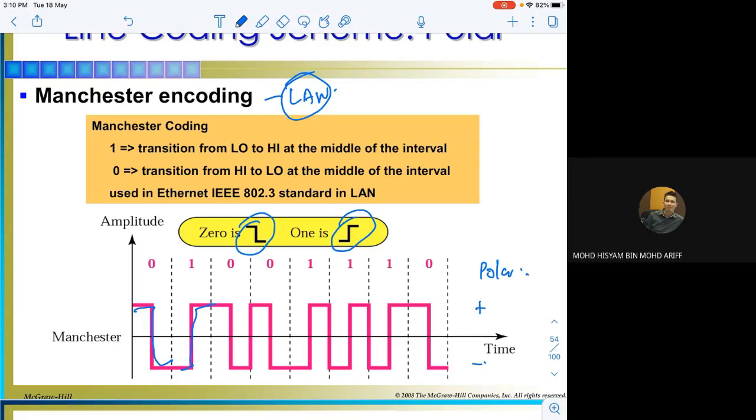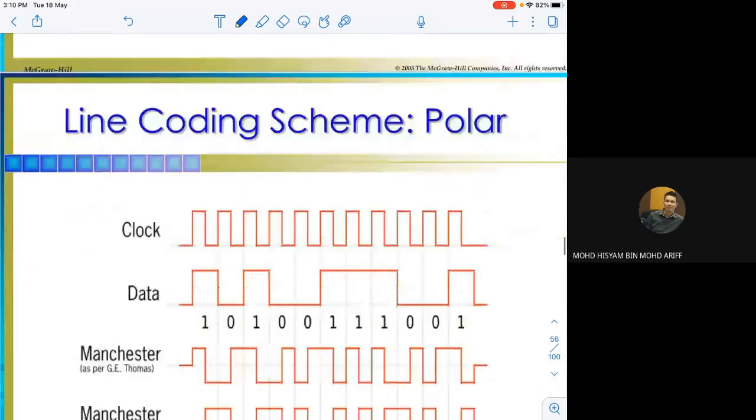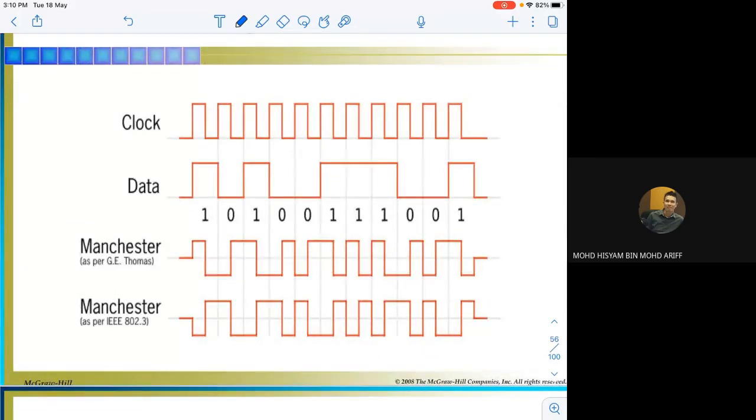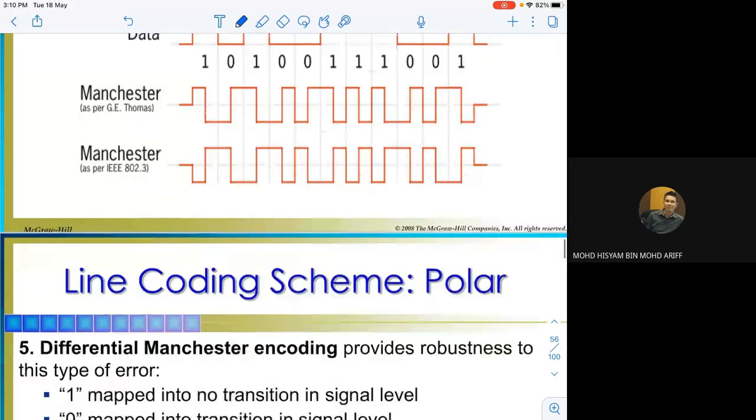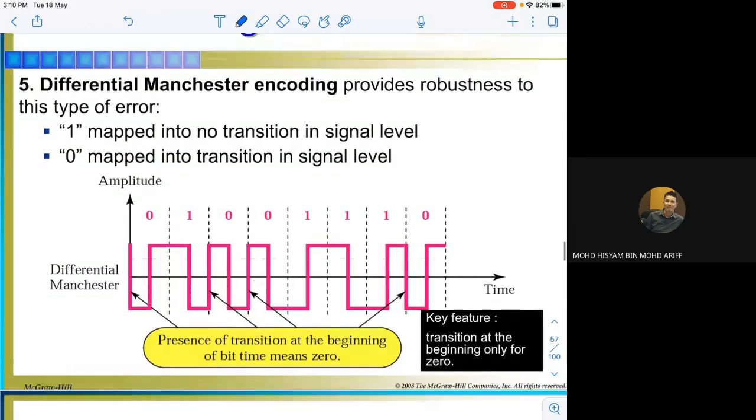Dah faham Manchester encoding? We go to Manchester encoding. Okay. Satu lagi, we got differential Manchester encoding. Tadi Manchester encoding, this one we call differential Manchester encoding. Okay. Macam mana cara nak lukis dia? How to draw? Okay.